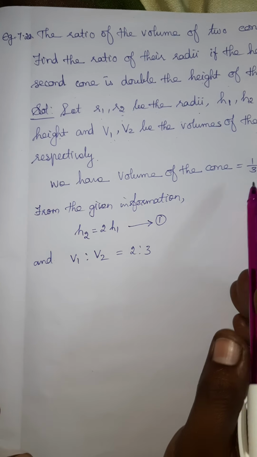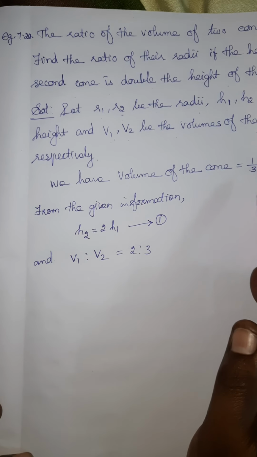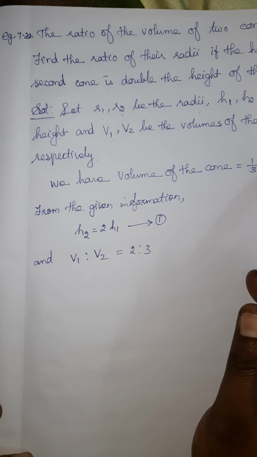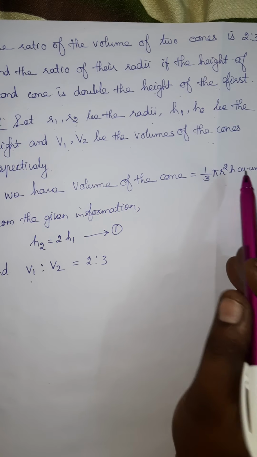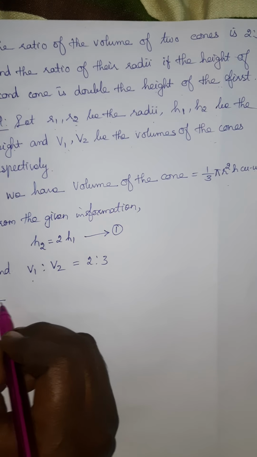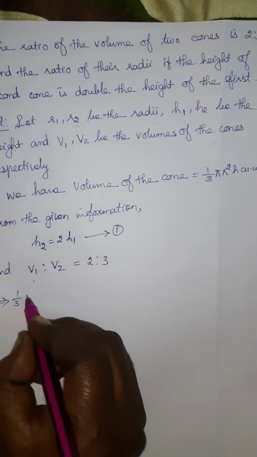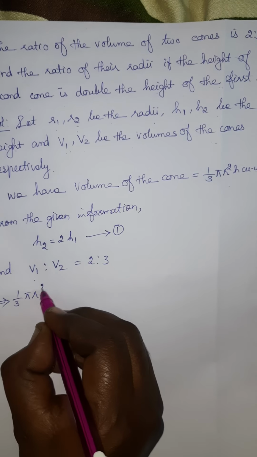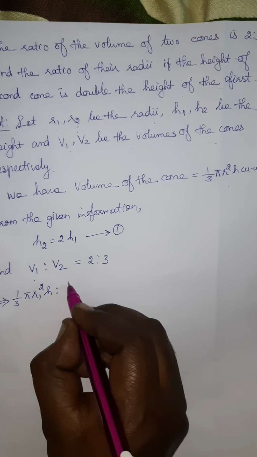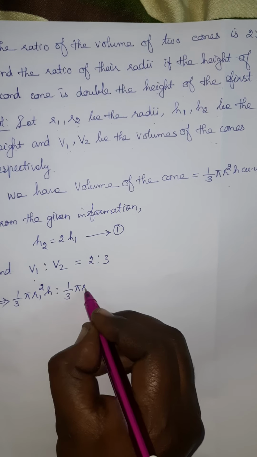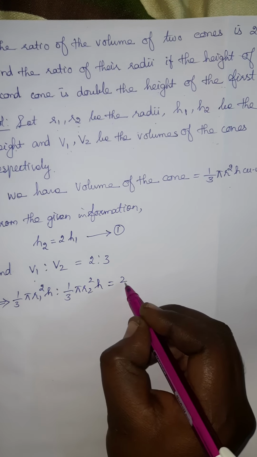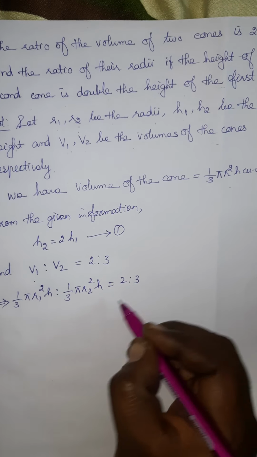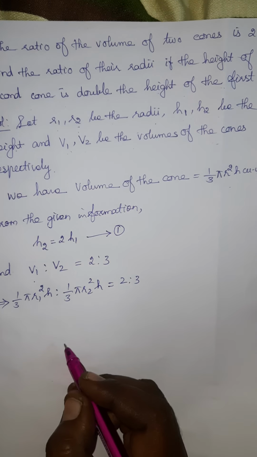We can write the volume formula. It is 1/3 pi r square h. V1 means 1/3 pi R1 square h1 and V2 is 1/3 pi R2 square h2, which implies 1/3 pi R1 square h1 is to 1/3 pi R2 square h2 is equal to 2:3. We can write it as 2/3 also.